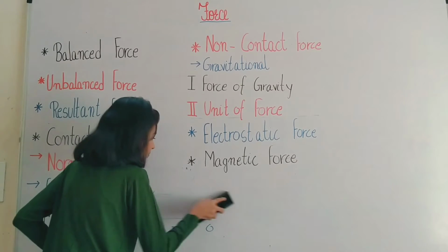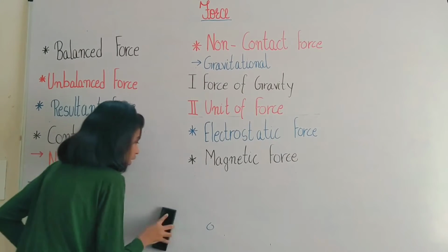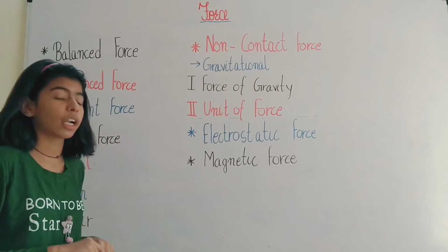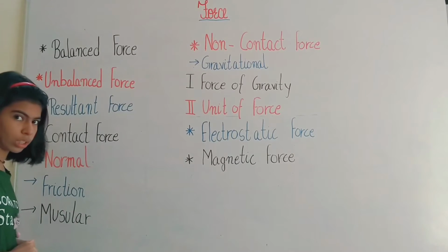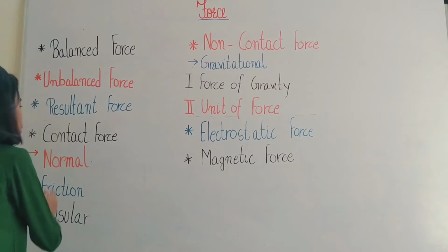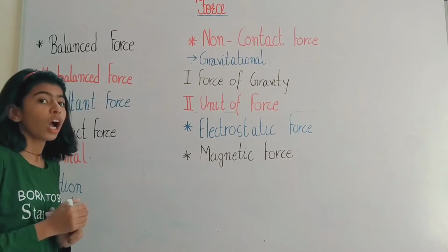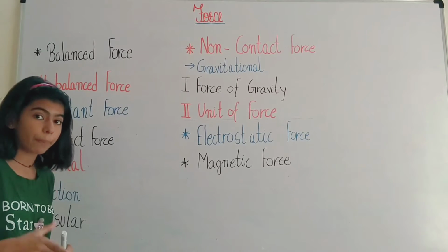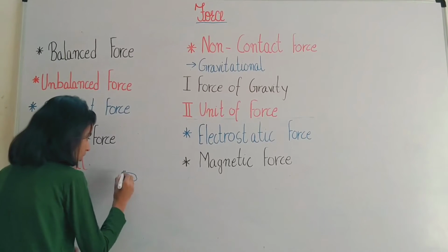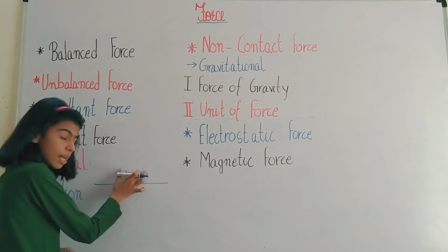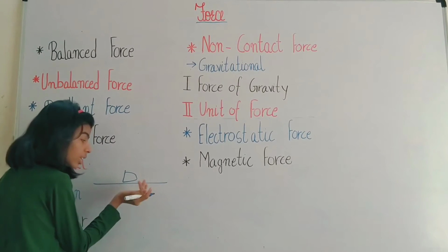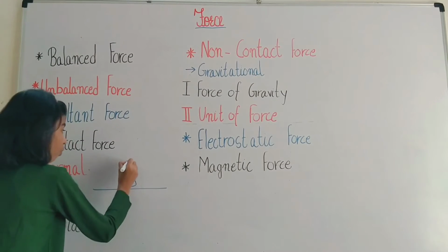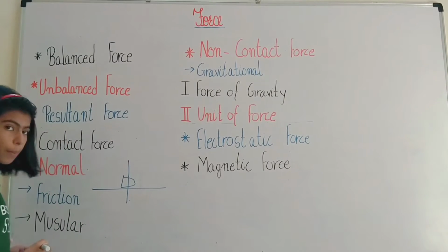So next is contact force. If a force applied on an object needs a touch or a contact, we call it the contact force. So now what are the examples of contact force? Normal force. Two objects are said to be in the normal force when the force is acting perpendicular to each other. Like if there is a box and here is a table. The box is applying the force on the table downwards and the table is applying the force on the box upward. So the force is perpendicular. So this is the normal force.